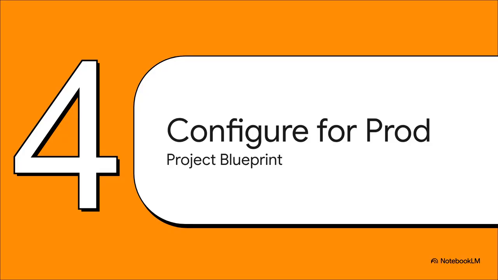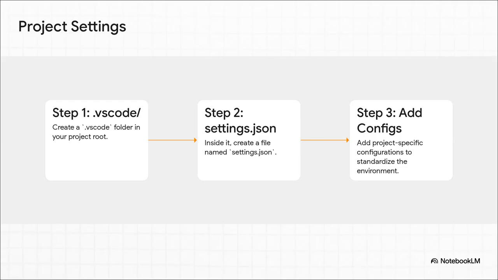Okay, so we've got all these amazing tools, but what good are they if everyone on the team configures them differently or not at all? This is where a core MLOps principle comes in, creating a project blueprint that enforces consistency for everyone. And you know what? It's surprisingly easy to do. All you do is, in the main folder of your project, you make a new folder, you call it .vscode, then inside that folder, you create one little file, settings.json.